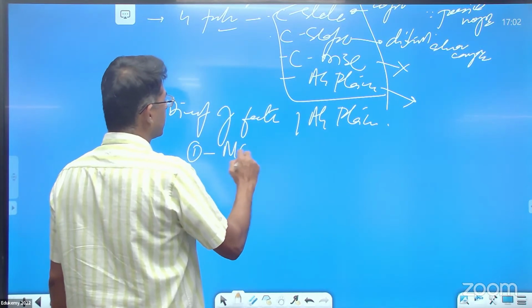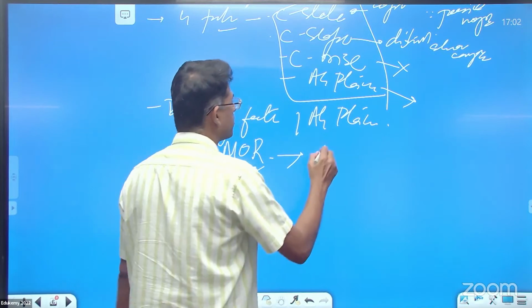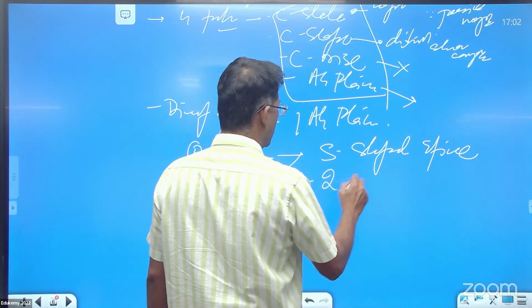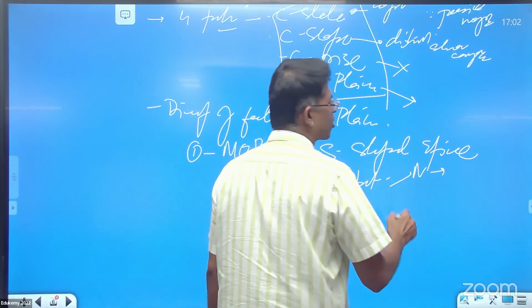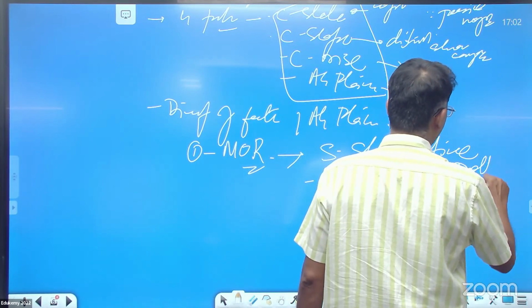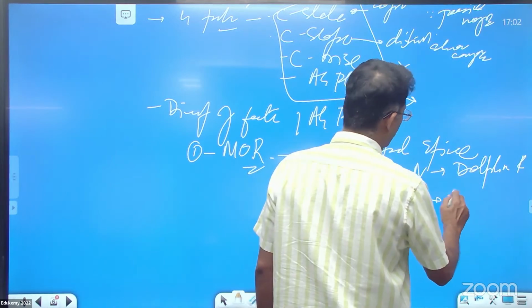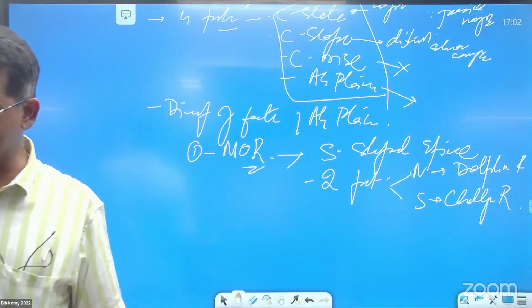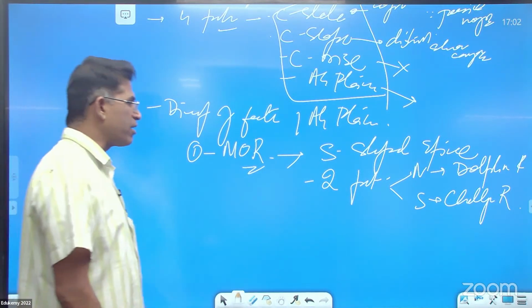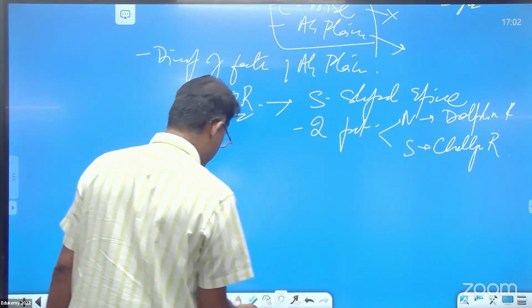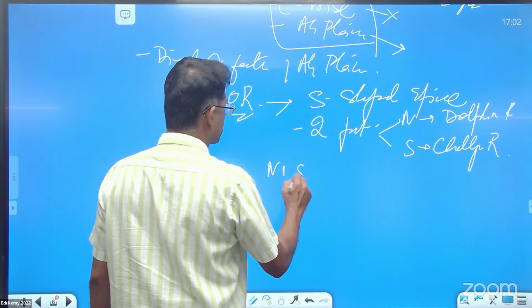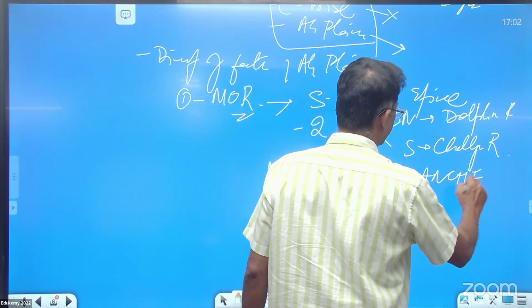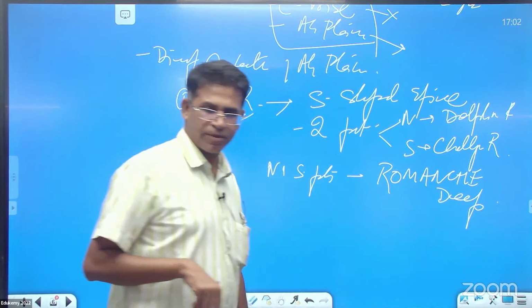A very important feature is the Mid-Atlantic Ridge system. The ridge is an S-shaped spine, the central part. It has two parts. The northern part is called the Dolphin Ridge, and the southern part is called the Challenger Ridge. The northern and southern parts are separated by the Romanche Deep.